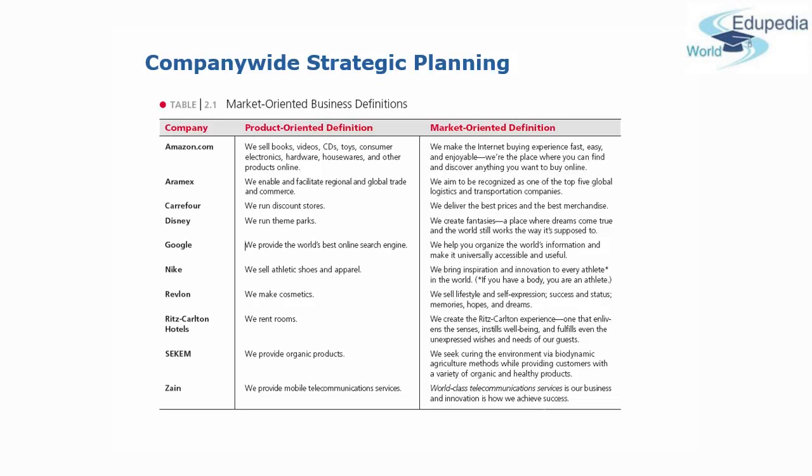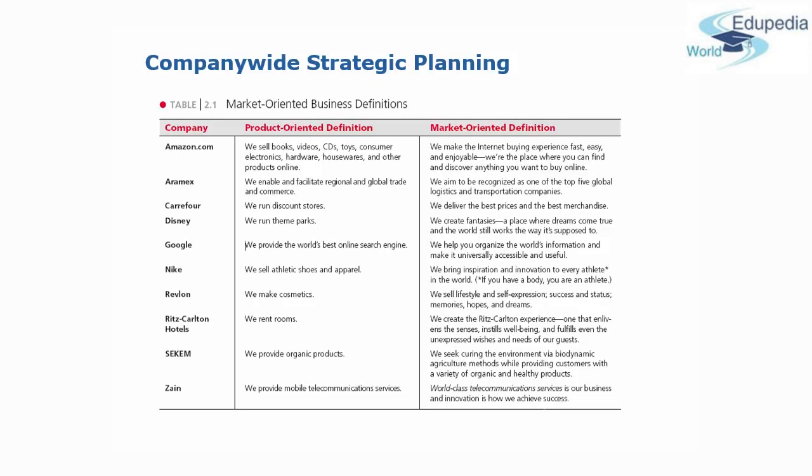Let's look at another example, Aramex. We enable and facilitate regional and global trade and commerce. The market oriented one is: we aim to be recognized as one of the top 5 global logistics and transportation companies. If you're one of the top five, you are among the companies listed on the Google search page. Definitely somebody searching for a logistics or transportation company would choose Aramex because they're one of the top five. And if they're the fifth one, they'll definitely be cheaper than the first four. You know what I mean? So people are more likely to do business with Aramex. Which is why companies set very high standards and aims, being top five, being number one, being top 10, top seven, etc.